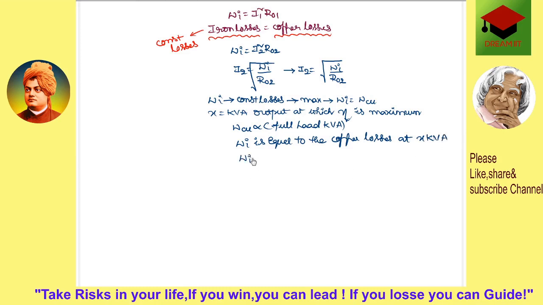So we can consider that iron losses are proportional to X square. So from the above equations we can say, if you observe, we have told that these two on the left hand side are equal, so we can write X by full load kVA, entirely whole square, is equal to iron losses divided by copper losses.